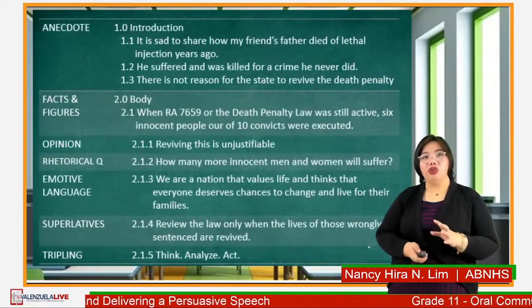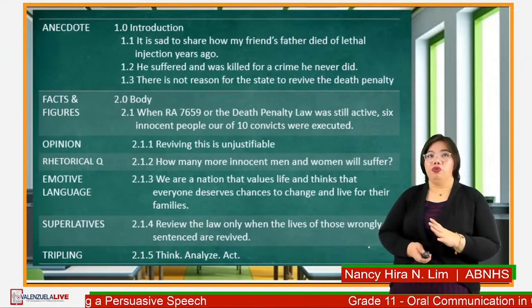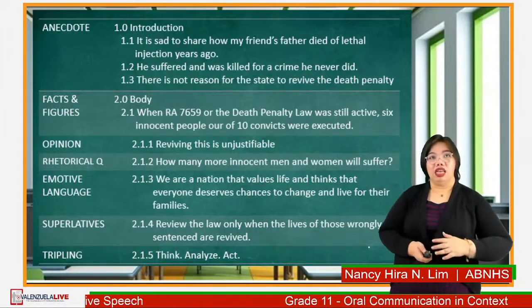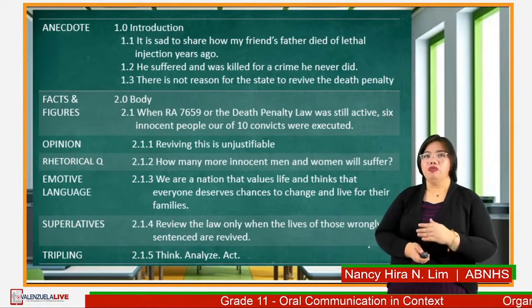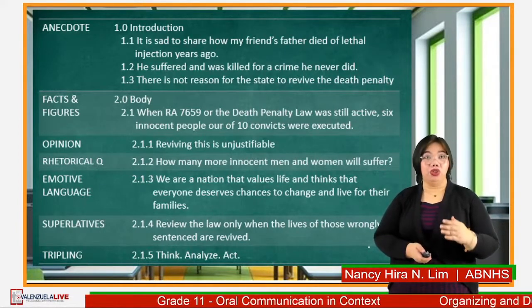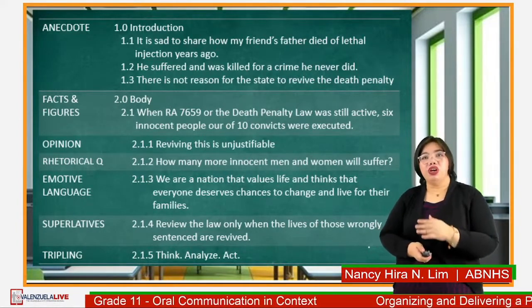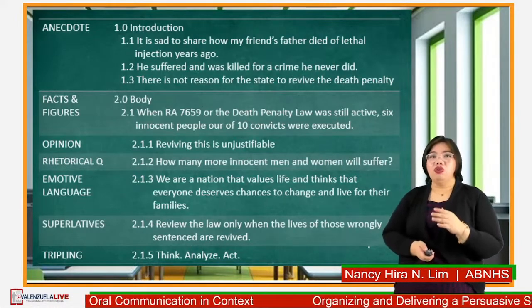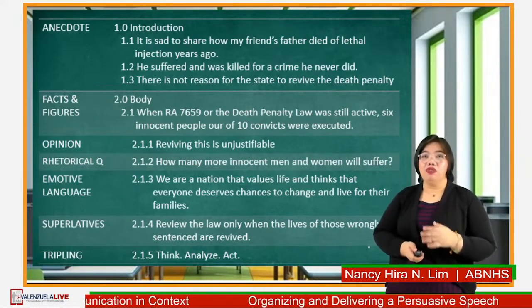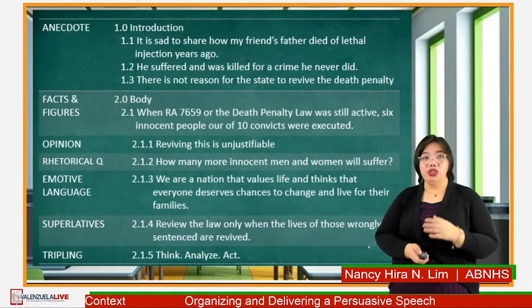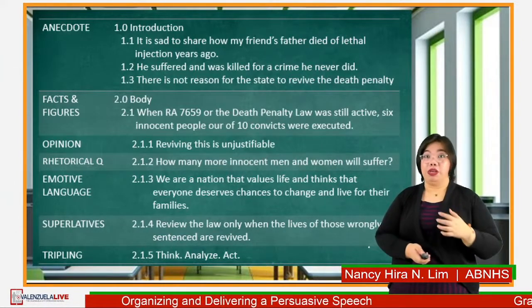For your anecdote, for the introduction part, of course, it is the content. It is sad to share how my friend's father died of lethal injection years ago. He suffered and was killed for a crime he never did. There is no reason for the state to revive the death penalty. So you see here, there is a recall of an experience.